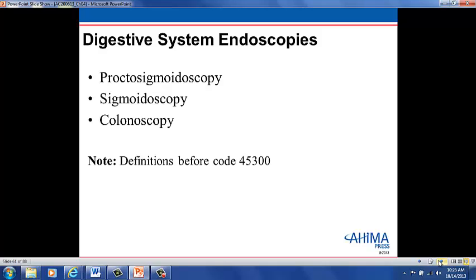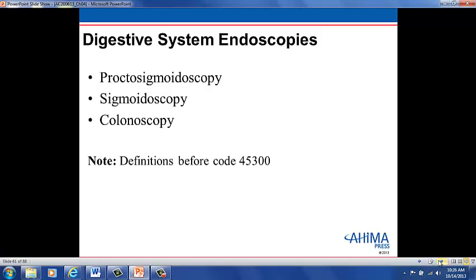Lower GI endoscopies can be classified by the area of the intestine examined as follows. A proctosigmoidoscopy exam is for the rectum and sigmoid colon. A sigmoidoscopy is the examination of the rectum and sigmoid colon that may also include a portion of the descending colon. And a colonoscopy is an examination of the entire colon from the rectum to the cecum that may include the terminal ileum.